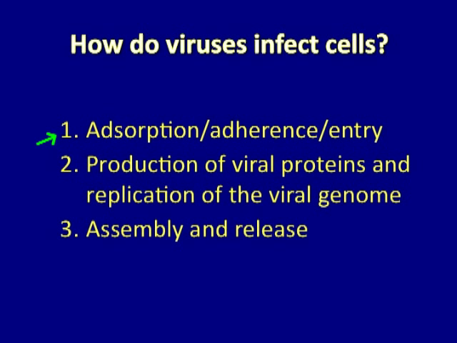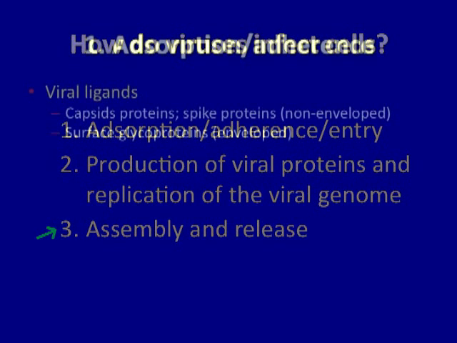Initially, they must adsorb to the surface of a target cell, adhere, and enter. Then they must reproduce their viral genome and produce viral proteins in which to encapsulate them. And finally, they have to assemble into a mature virion and be released into the environment.